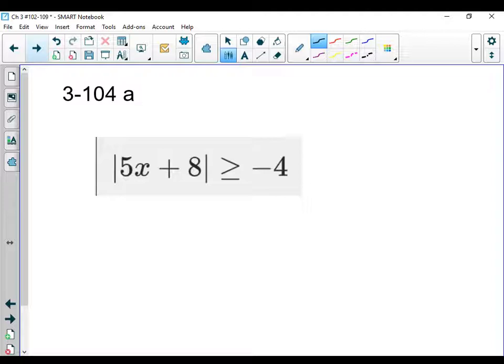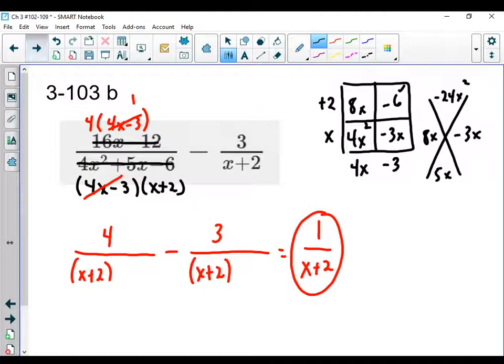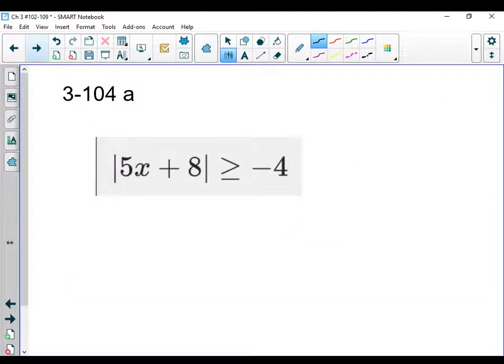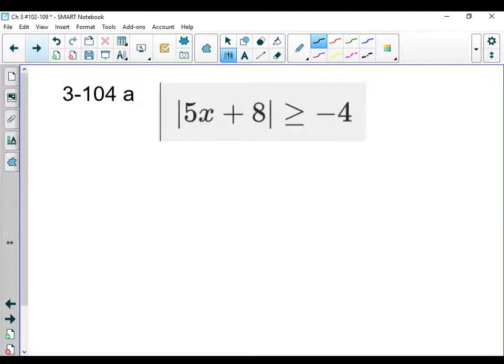All right, the next problem I want to go through, this is really more of a preview for next chapter. Actually, I thought there was another. All right, sorry. So this is kind of a preview of some things we'll do in the next chapter. So this had a couple things going on.